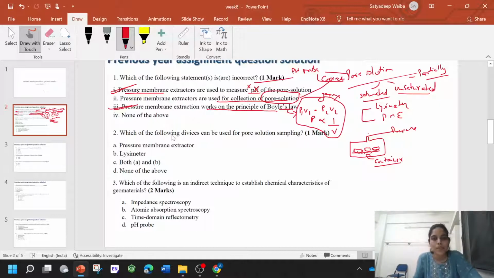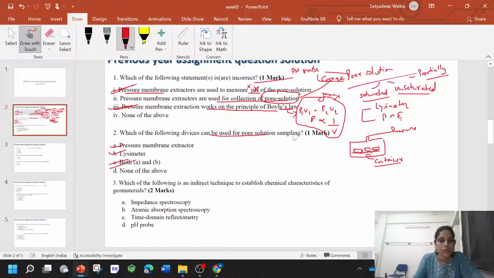Okay, now the second question is, which of the following devices are used for pore solution sampling? I explained earlier that two devices are discussed. One is lysimeter. In lysimeter there is a tension and zero tension lysimeter. It means a lysimeter in which suction is required or not required, and then there is pressure membrane extractor or PME. So apart from these two, no other pore solution sampling devices are discussed. So the answer is both A and B.